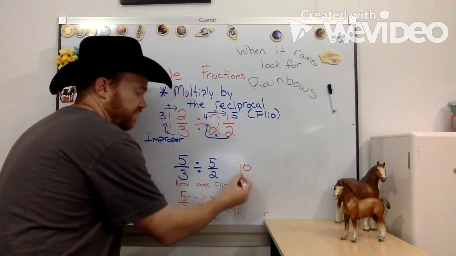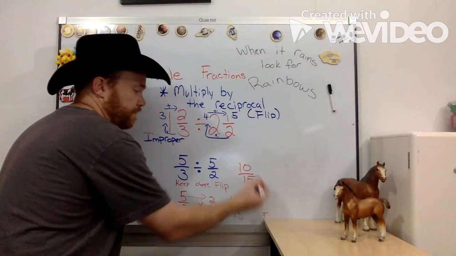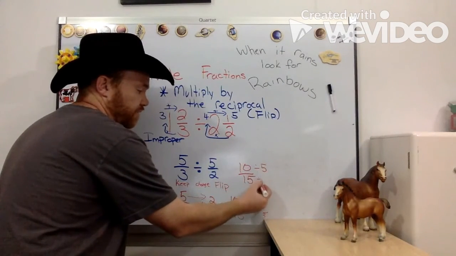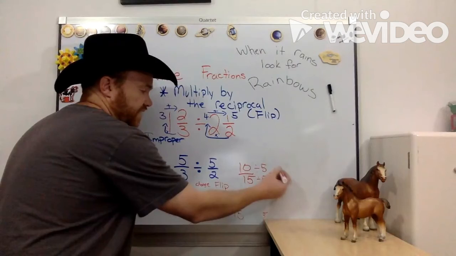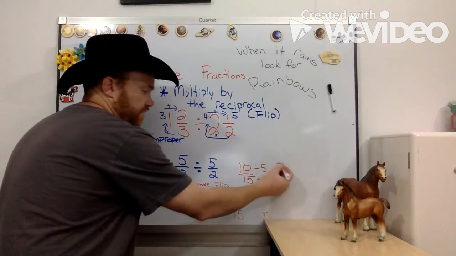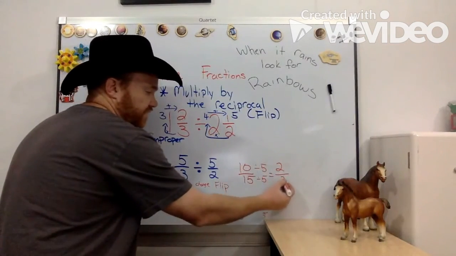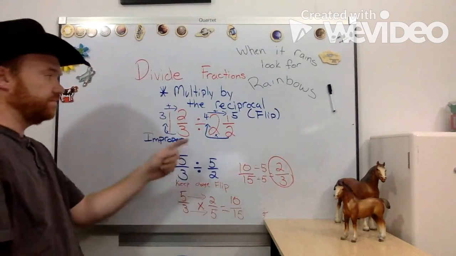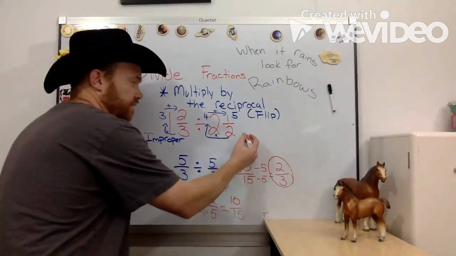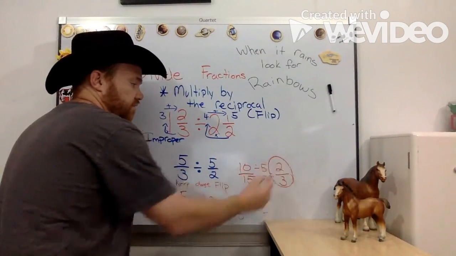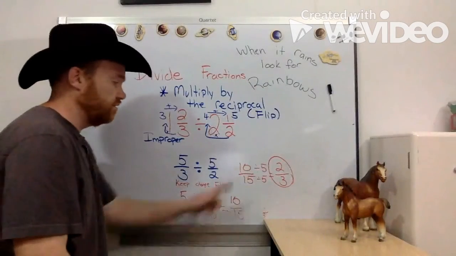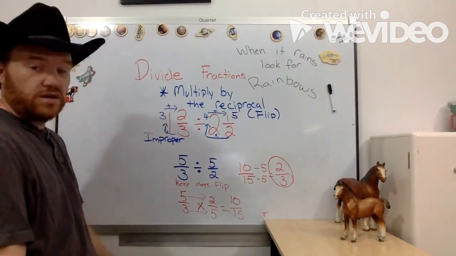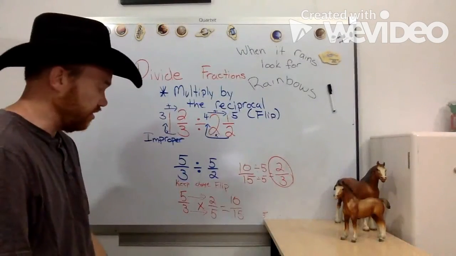So I had 10/15 as my answer. Divide both by 5 because that's the greatest common factor. 10 divided by 5 is 2. 15 divided by 5 is 3. So I have 2/3, and that ends up being my answer. 2/3 is my answer, totally simplified and clear to go.